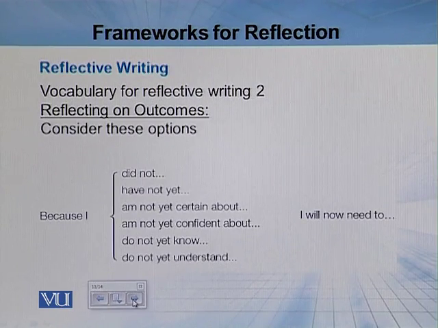Starting a sentence with because I will really focus your attention on yourself in the role as a teacher. Because I did not, because I have not yet, because I did do something. This actually links the experience you have with your own role within the classroom.